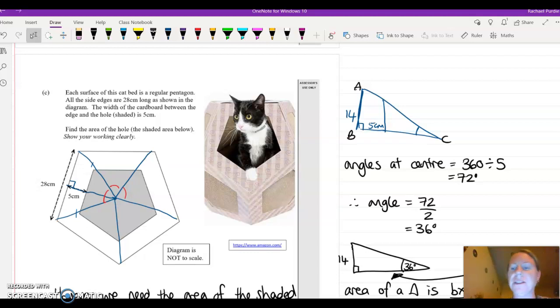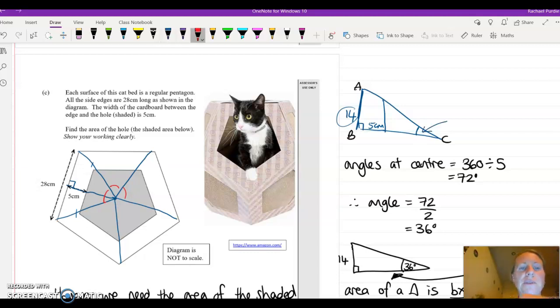So we can split this pentagon into 5 equal segments. We're told it's regular, so we know that they're all equal. Each big isosceles triangle can be split into 2 right-angle triangles, and from there we can do stuff with it. So we've got our triangle drawn up the top of the page here with 14 long, and we've worked out that angle at the center. Of course, we can work that out because we only had the one measurement that we could deal with, and that was the 14.